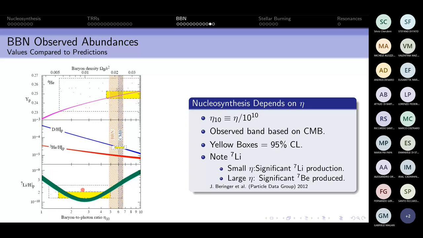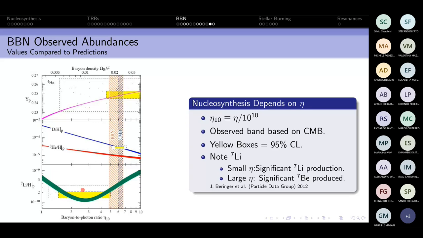Yes? How come the deuterium and helium-3 decrease as the photon ratio increases? Good question. To answer that, I have to go back and think about what the reactions are that create those and what the reactions are that destroy those. Deuterium and helium-3 are both pretty delicate elements. It doesn't take too much to destroy them.